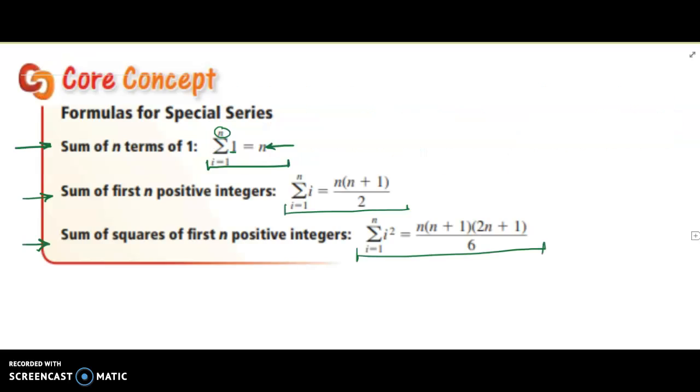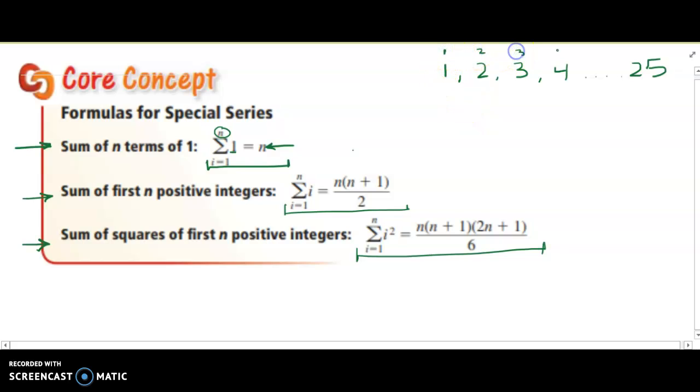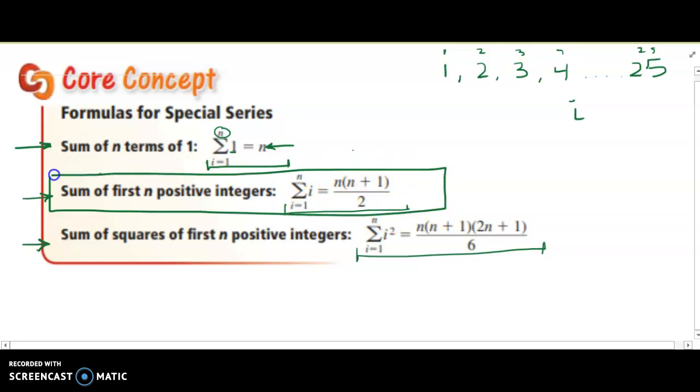All right, so if we go back to here, obviously, we just want one after another, right? So our series would be 1, 2, 3, 4, and so on until we get to 25. So this would be term 1, term 2, term 3, term 4, term 25. So our rule would just be i. Notice we have a formula that we could use when our rule is just i, and it is right here. So we're going to use that.